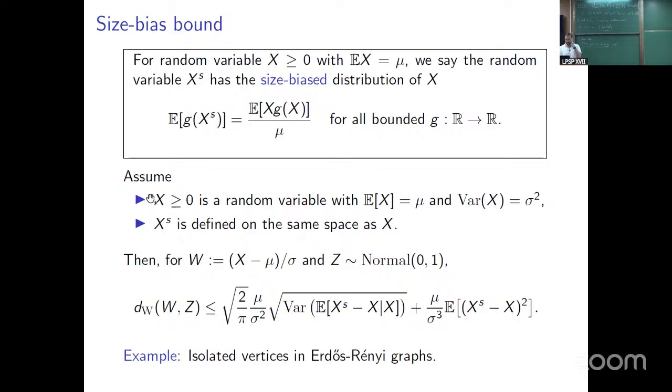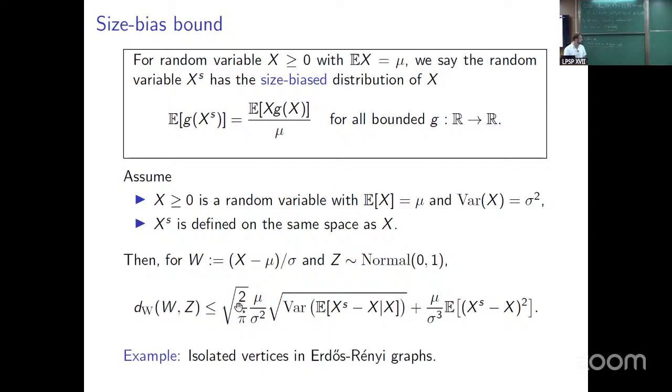Now assume we have a non-negative random variable X with mean mu and variance sigma squared, and we have the size bias random variable defined on the same space as X. Then, of course, we want to do normal approximation, so we subtract the mean and divide by the standard deviation. For W equal to X minus mu over sigma and Z normal, the Wasserstein distance between W and Z is bounded by this term on the right.